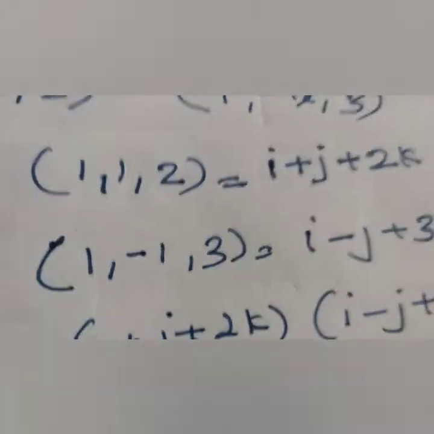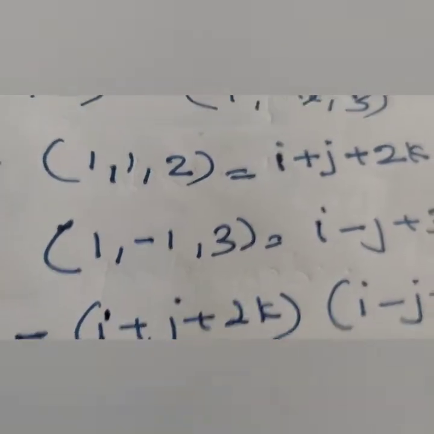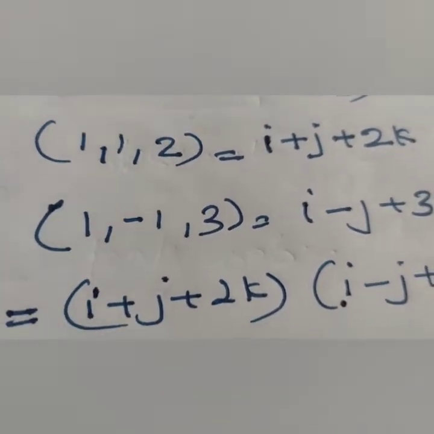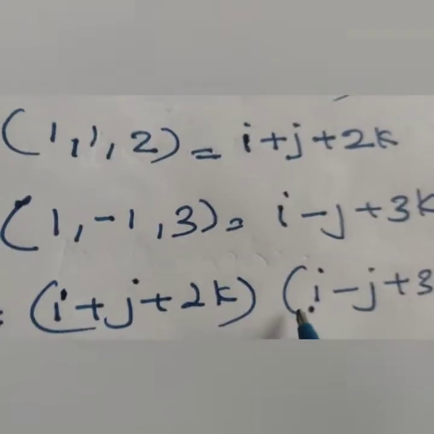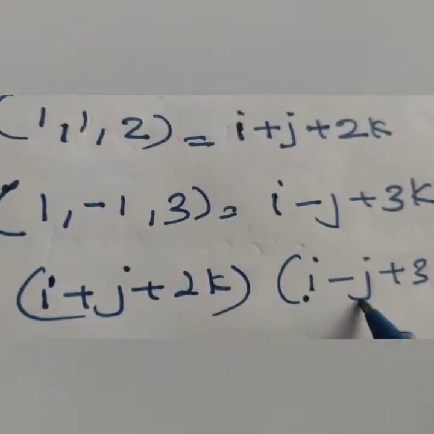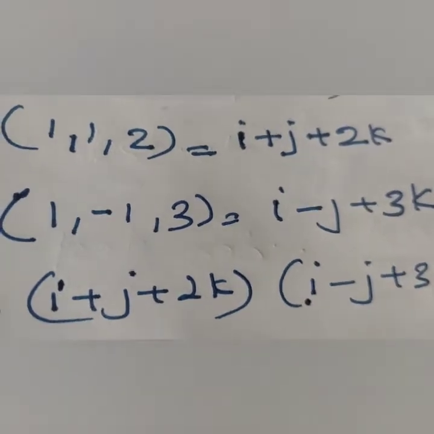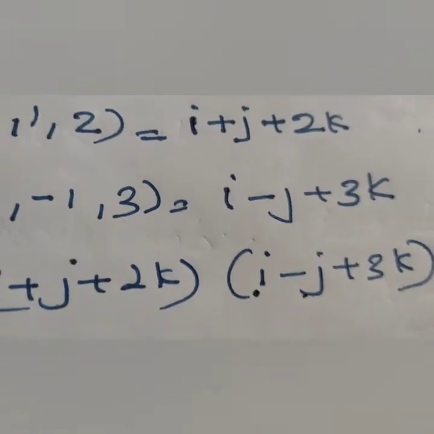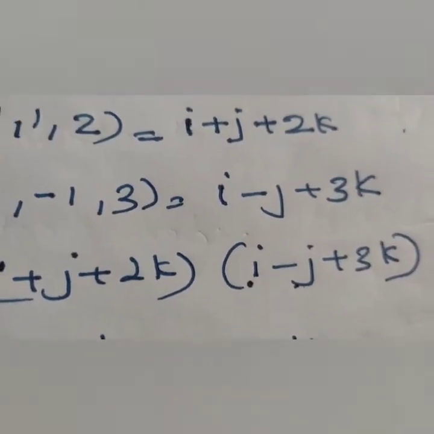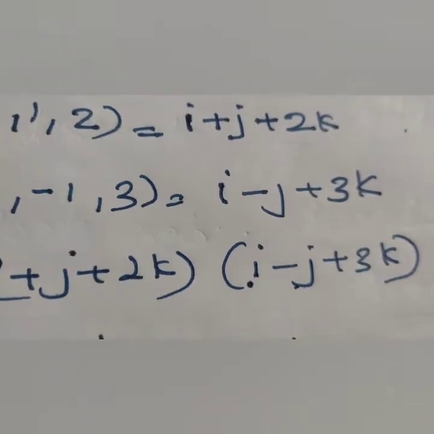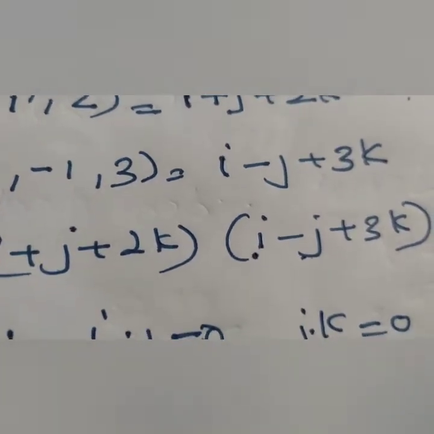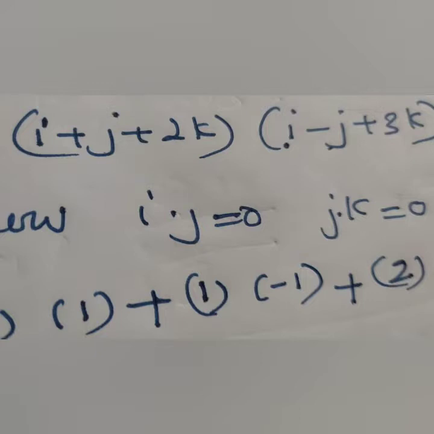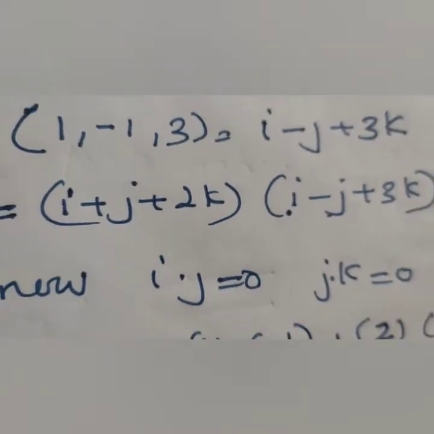So we have to take only the combinations of the same unit vectors. Here I has coefficient 1 into 1, so that is 1 into 1. Plus here it is J and minus J, so that is 1 into minus 1. Plus next 2 into 3. So the answer you are getting is 1 minus 1 is 0, 2 into 3 is 6. So A dot B is 6.